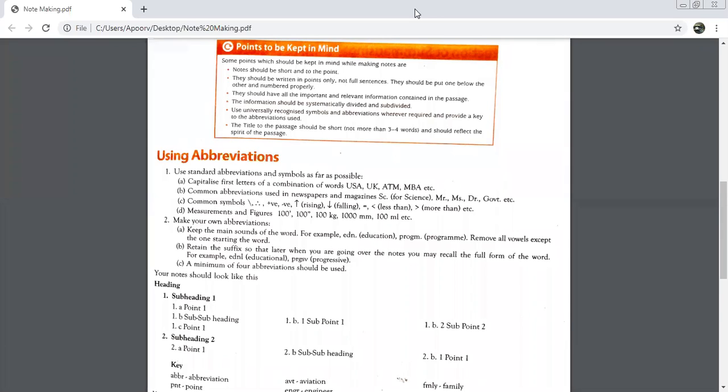Can you give me some more examples of commonly used abbreviations? It's there on the screen also. Just go through it.